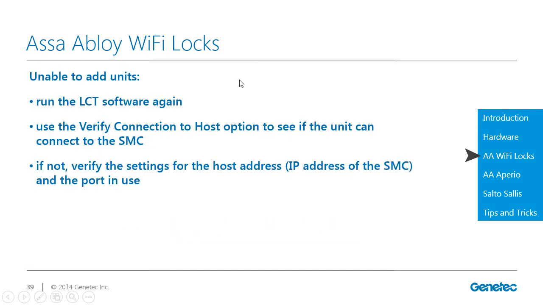Now for any units that aren't showing up at all, open up the LCT or lock configuration tool and use the verify connection to host command to see if the unit can contact the SMC. Check the network settings and the wireless communication if you're unable to see the SMC from the lock unit. So that's really all you need to do in order to add the Wi-Fi units to the SMC, and they should be available for use within Security Center at this point.